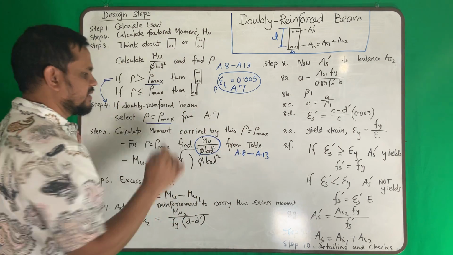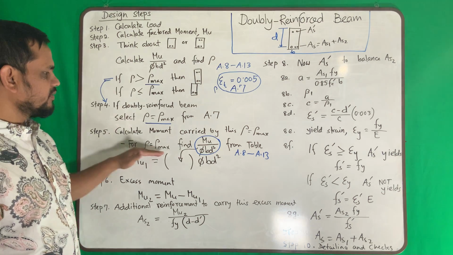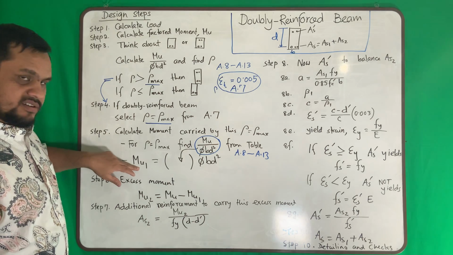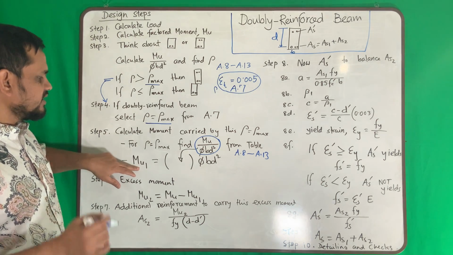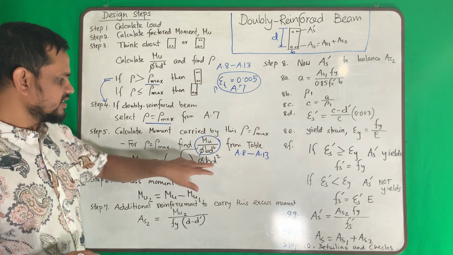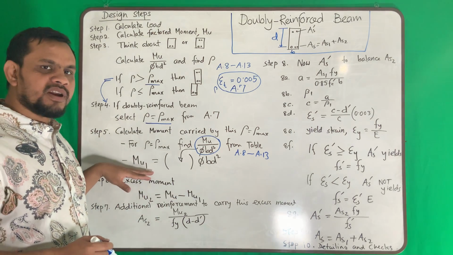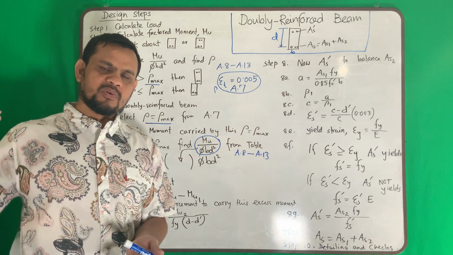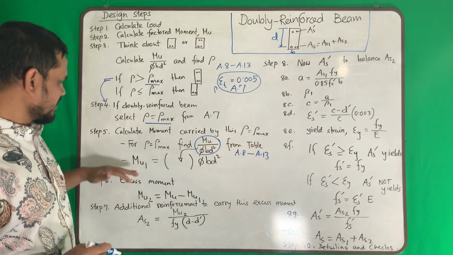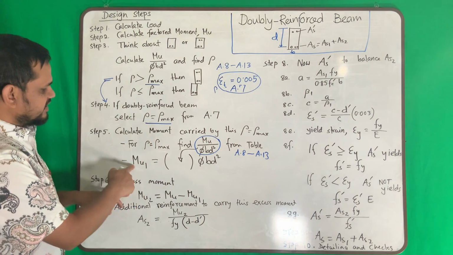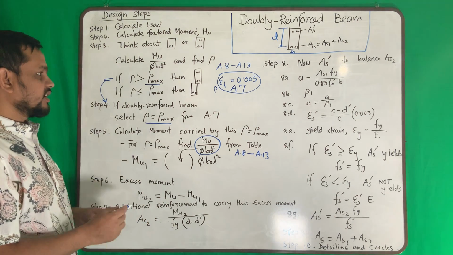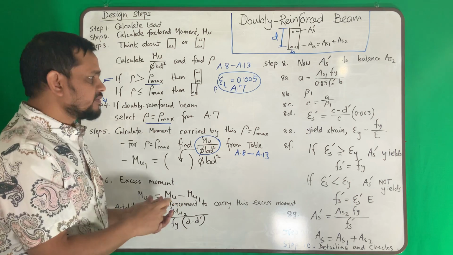You will find this value. So based on your rho, find this value. Once you find this, then find the maximum moment this section can take. How to find it? This value times phi b d square. So this is the moment that can be carried if you provide a maximum amount of reinforcement in that section. So now then, what is the excess moment? There will be excess moment. Why? Because your beam is doubly reinforced beam.